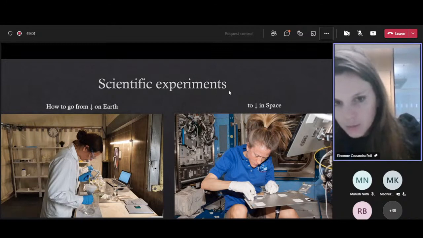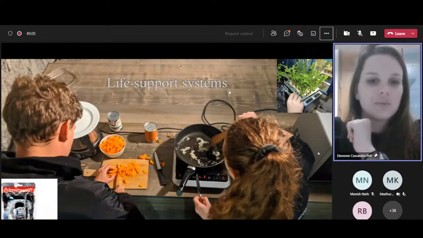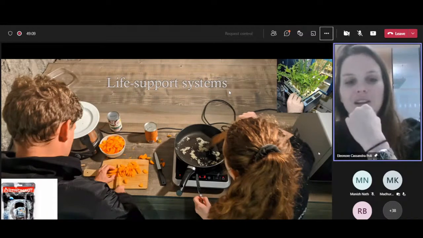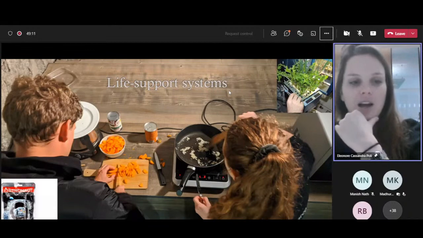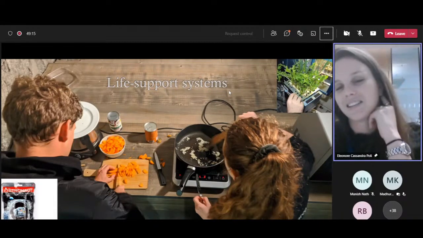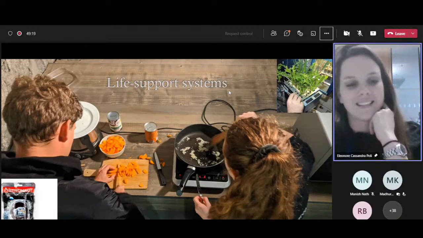Now, okay, not working again. There you go. So, life support system. Sorry, it's a bit of a blurry image, but I thought it was quite a nice image. So, on the bottom left, you have what we call the ice cream sandwich for astronauts, and it's almost a joke, but it's sold by NASA, and it's a freeze-dried meal.